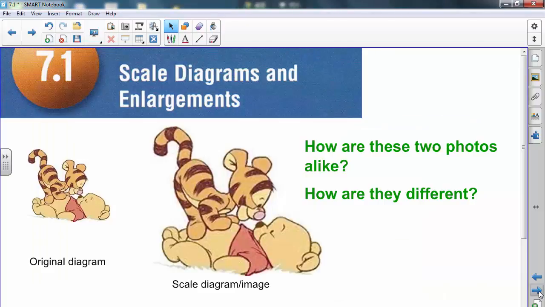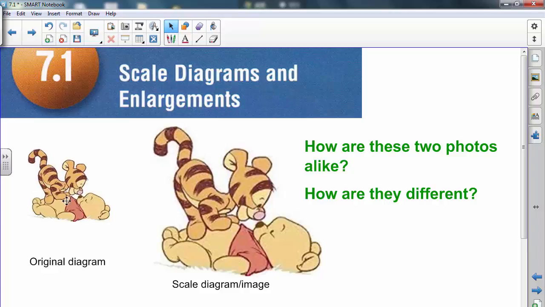Today, we will look at 7.1, scale diagrams and enlargements first. What is a scale diagram? What is an enlargement? On this screen, I have two pictures right now. Let's look at how these two pictures are alike and how they are different. The left side picture is smaller than the right side, or the right side one is larger than the left side. And they have exactly the same shapes of these two characters, but they just have different sizes.